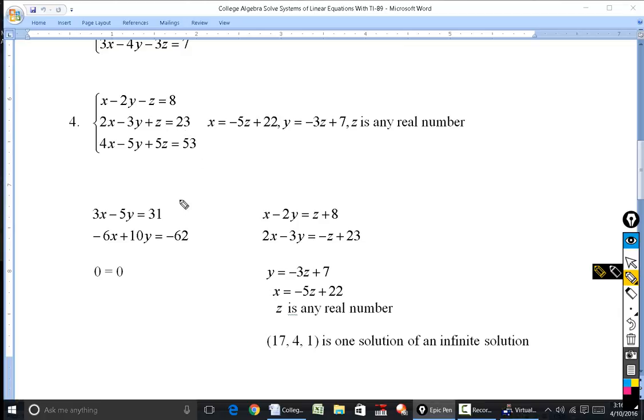Okay. Then I would take, say, the second and the third, and eliminate the z. Well, to eliminate the z, I would have to multiply, say, the second equation by negative 5.